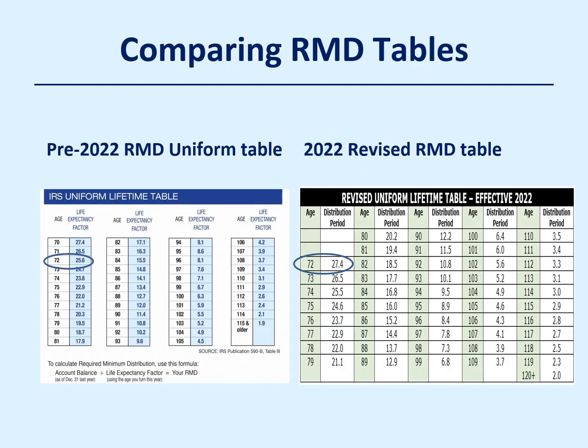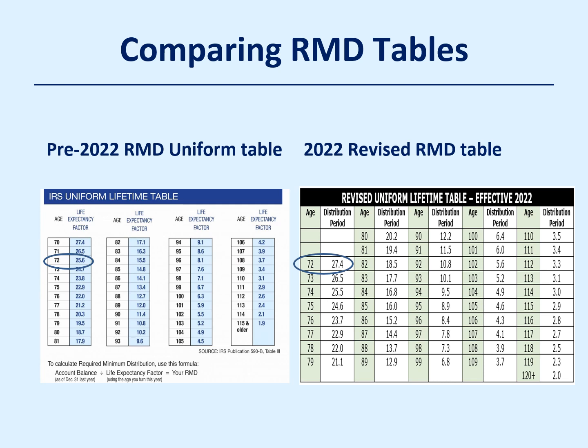So what I've put here for you is comparing the RMD tables, and I'm using the uniform table basically because this is the one we use the most. It's the most commonly used. Well, if you look at what the uniform lifetime table was before 2022, and I circled someone who's age 72, you'll notice that it did start at age 70. But at age 72, we have a factor of 25.6. So that's really a divisor. So you take the value of the IRA at the end of the previous year, divide it by 25.6, and that will tell you the RMD for the year.